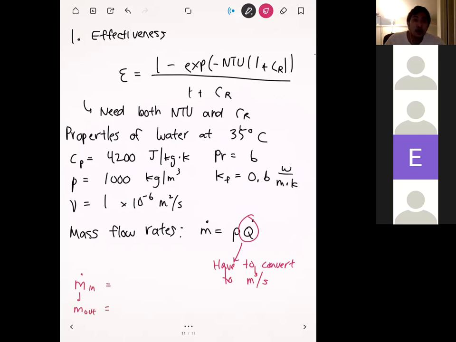All right. And so I want to make sure I finish this example, so I'll leave you guys to that. Right? And so if we plug in all the numbers for that, we get m dot inner is equal to 0.25 kilograms per second. And then m dot outer is going to be 0.33 kilograms per second. Okay.